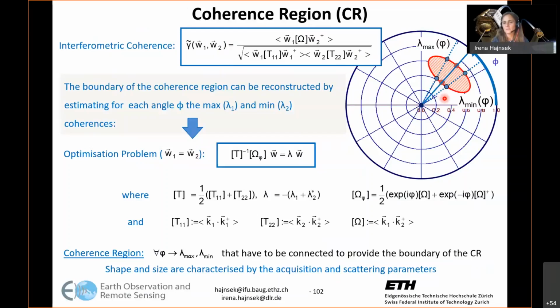Which is then also valid for the minimum and maximum, or this extension in terms of interferometric coherences, not only in terms of interferometric phases, but also in terms of interferometric coherences. And therefore, this optimization is quite well used in the literature. In principle, you can use it to define the boundary of the coherence region, which can be reconstructed by estimating, for each of these optimization steps, the angle phi, where you can then extract the maximum and minimum lambda value that you can see here.